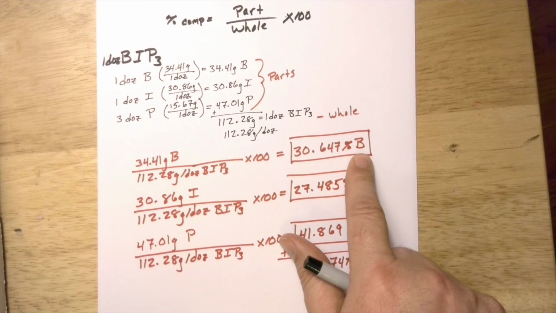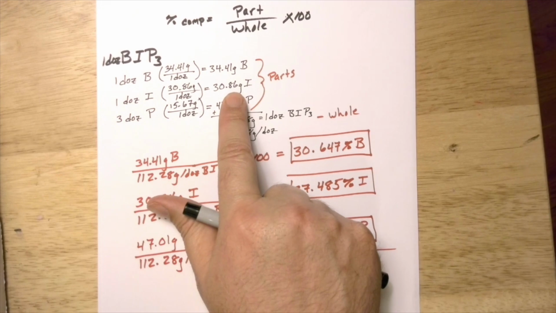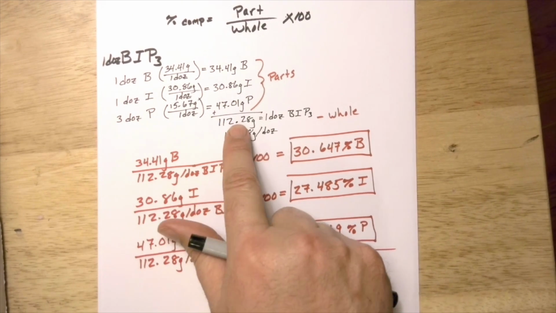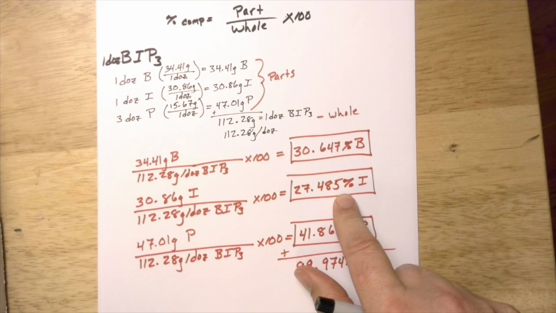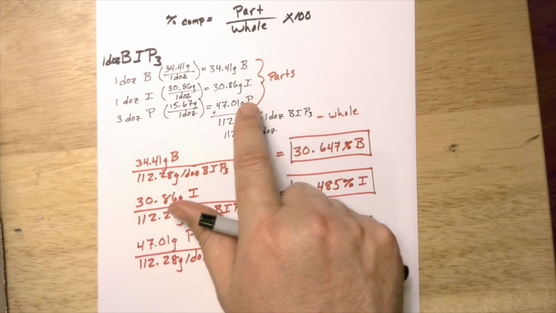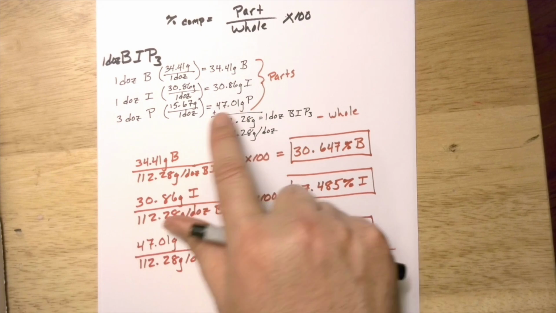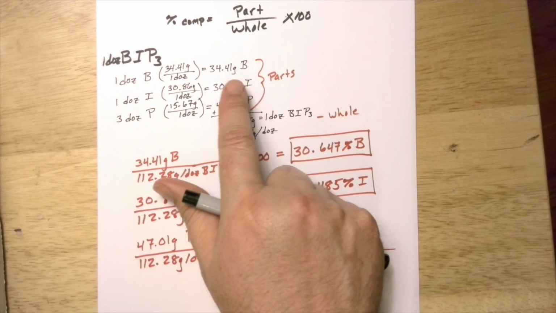And then we did the same thing with the index cards. Took the mass over the whole thing, multiplied by 100. We have almost 27.5% index cards. And the same thing with the paper clips. There were 3 paper clips on every binder clip and index card.